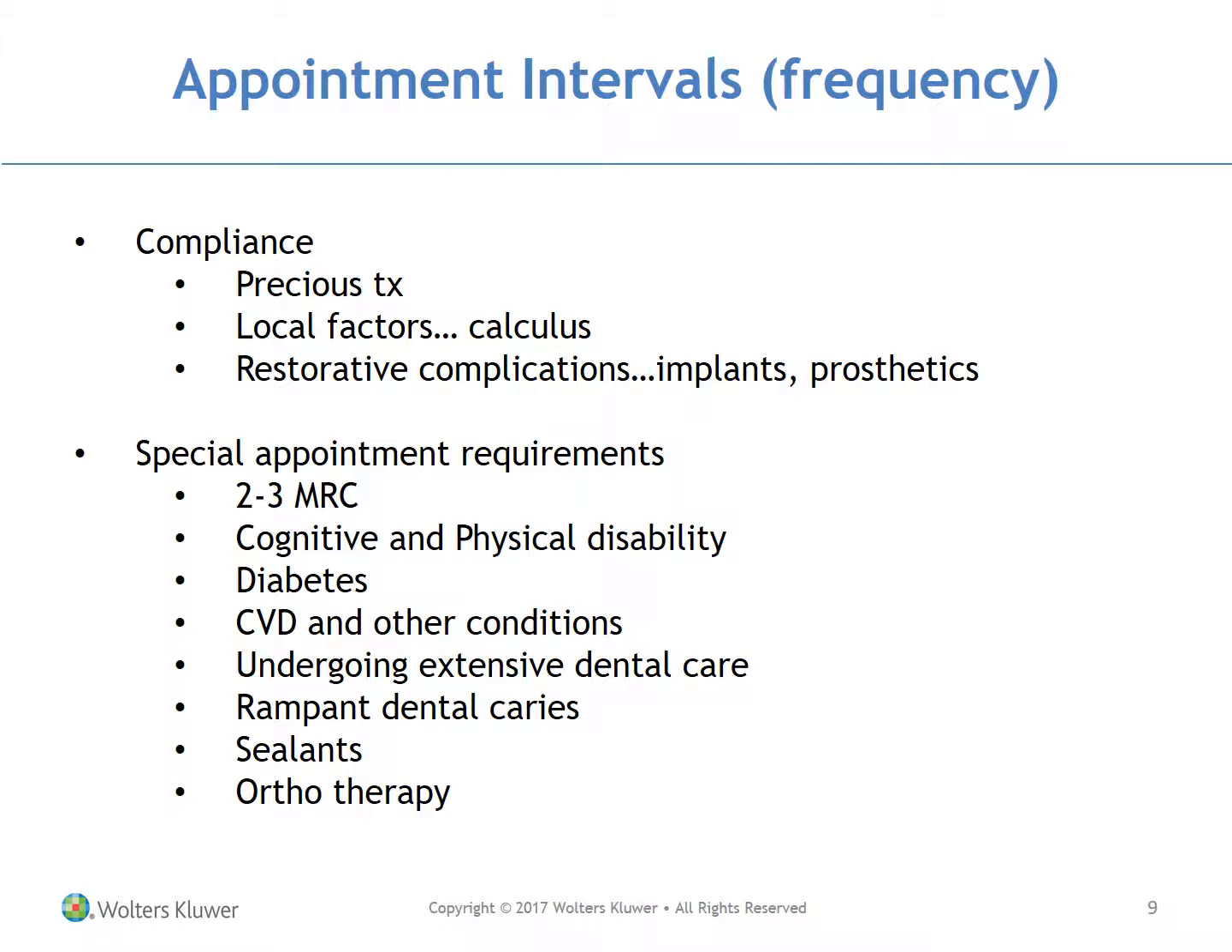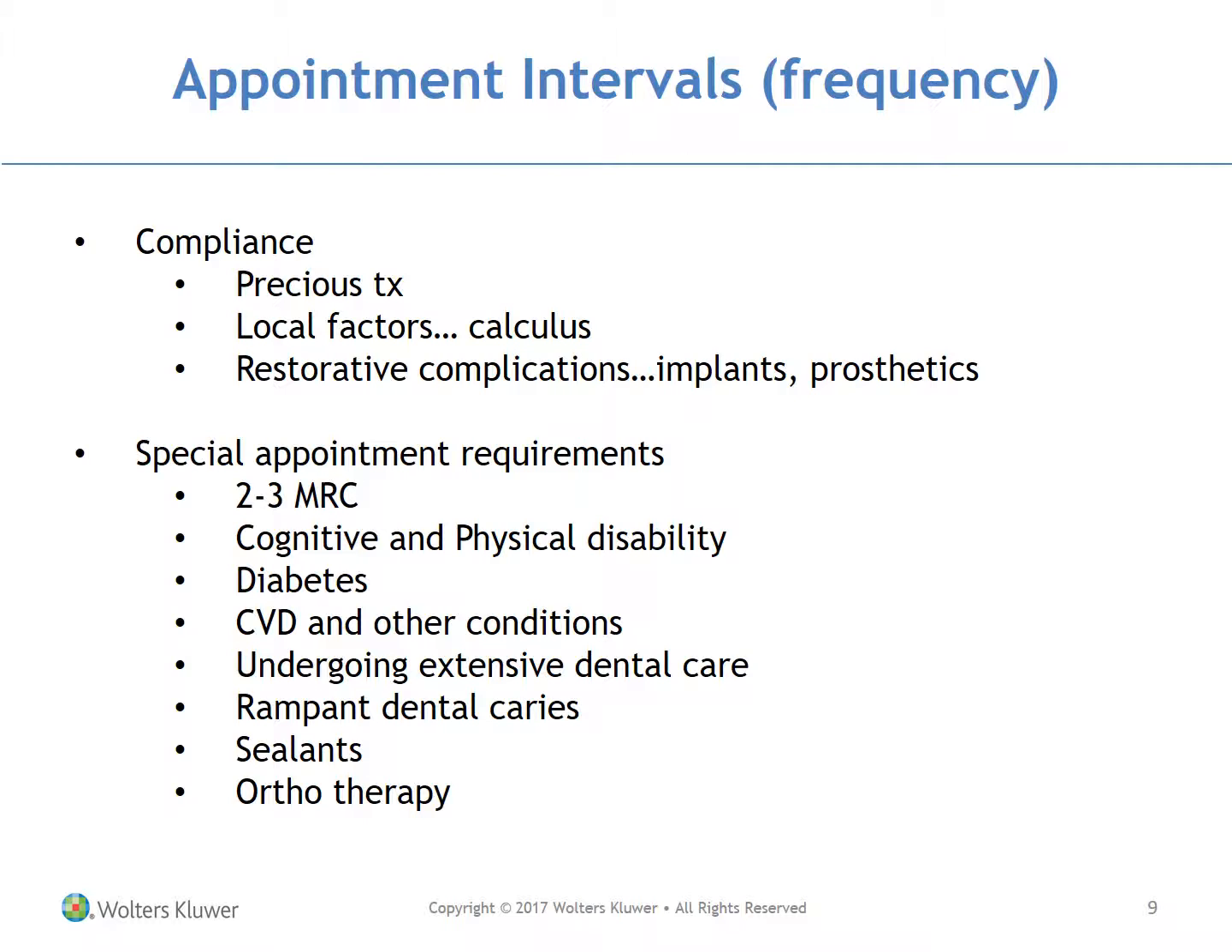Okay, so let's go on to appointment interval frequency. So it's going to be determined by compliance, local factors such as calculus, and then restorative compliance. How are they taking care of their implants and their prosthetics?